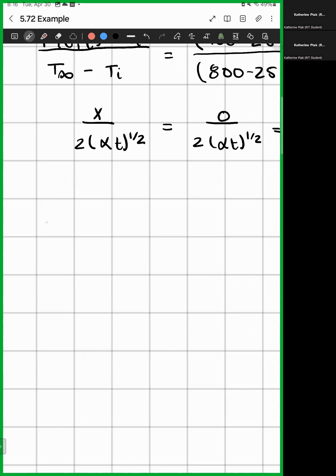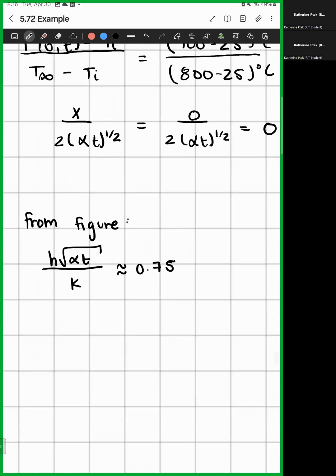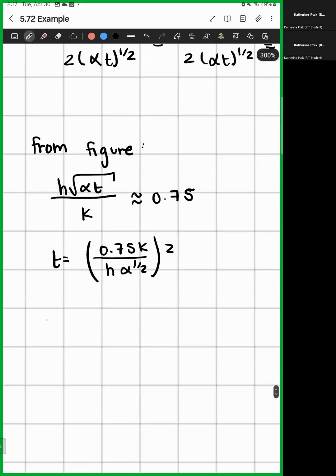So again, from the figure, and you can find that figure in your textbook, h times the square root of alpha t over k is about 0.75. Okay, so when you rearrange this all for t, you will get t equals 0.75 k over h alpha to the 1/2, all squared. I just put the alpha on the inside of the parentheses to make it a little easier when we're writing it out.